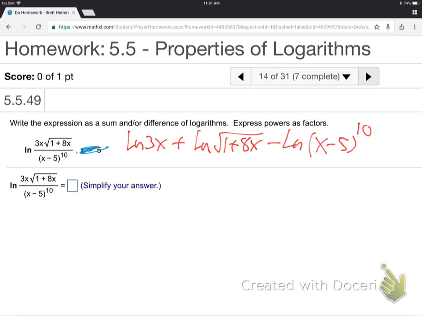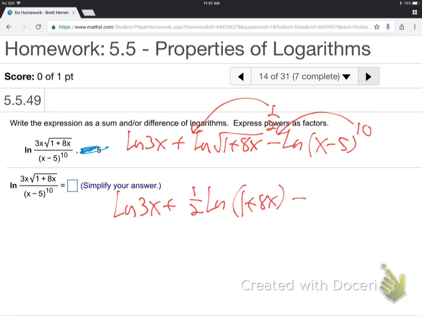And what do you do with that square root? Now it's a half power, so we talked about square root to a half power, comes to the front, and the 10 comes to the front. So it'd be ln of 3x plus a half ln of 1 plus 8x minus 10 ln of x minus 5. Like that.